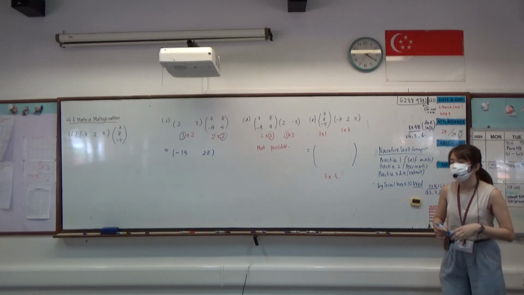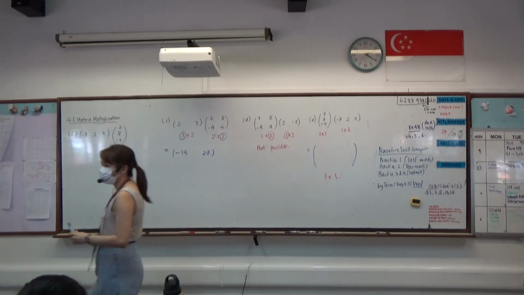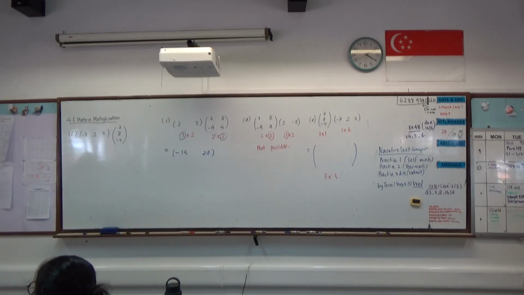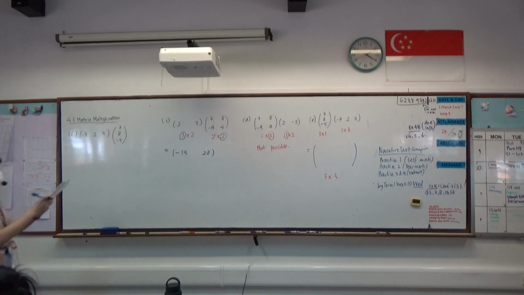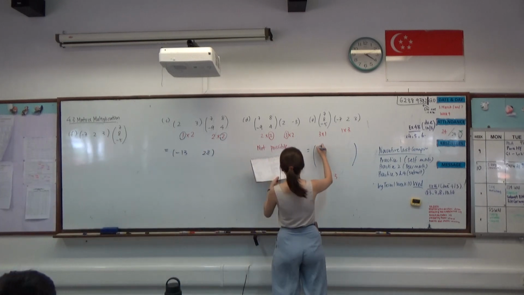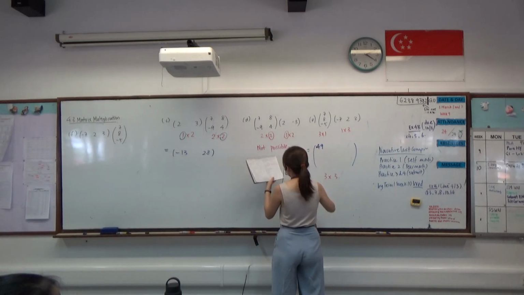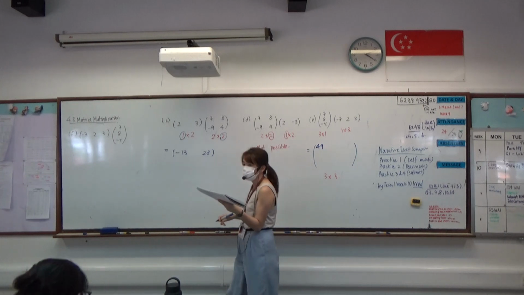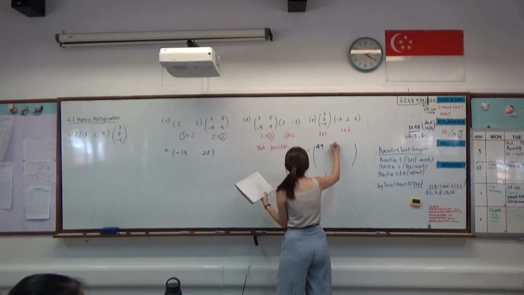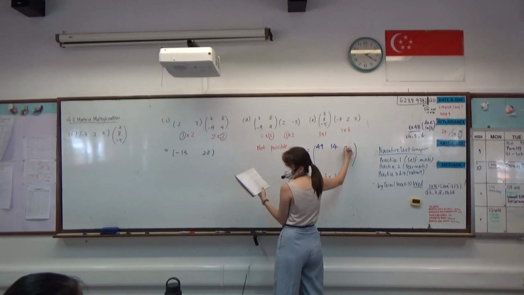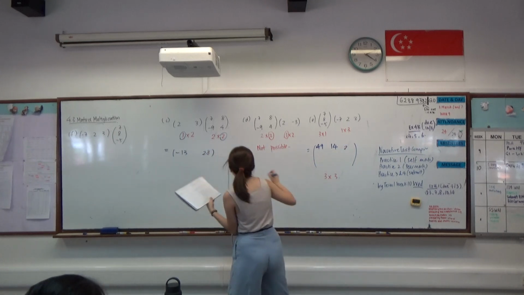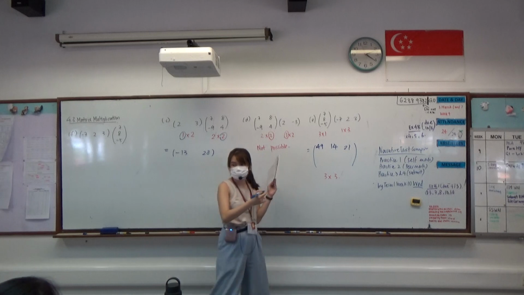So what's the answer for part E? What do you get? First row, 49, 14, sorry, 21, so 49, 14, 21.